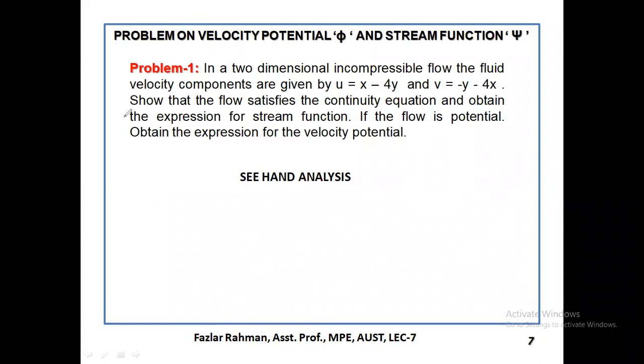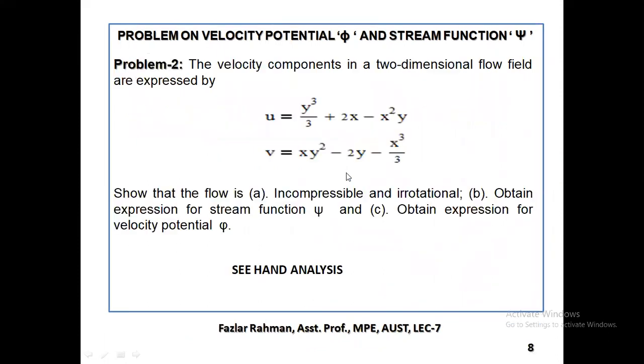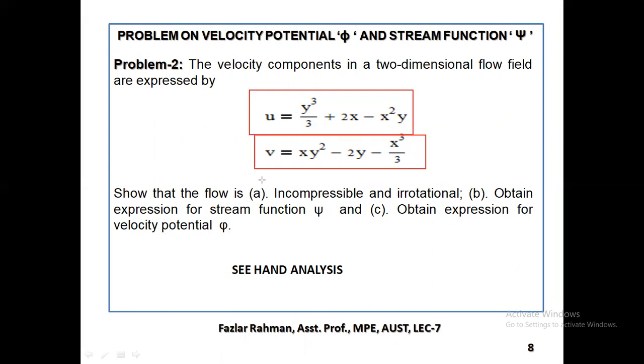Before we solve, let me show you another problem. It's the same thing. It's saying the velocity components in a two-dimensional flow field are expressed by this relationship. So we have the magnitude or function of u, function of v. You need to show the flow is incompressible and irrotational.